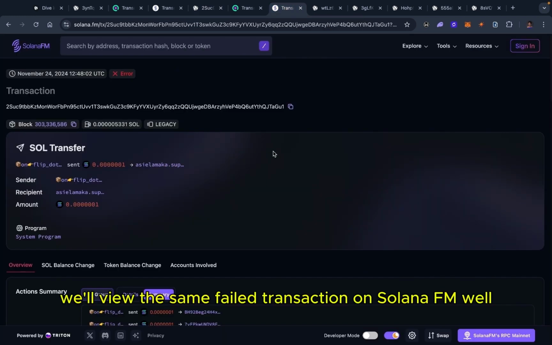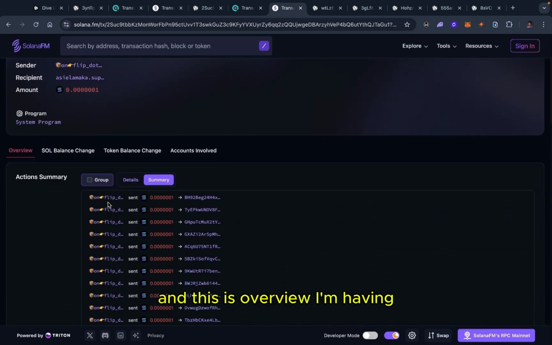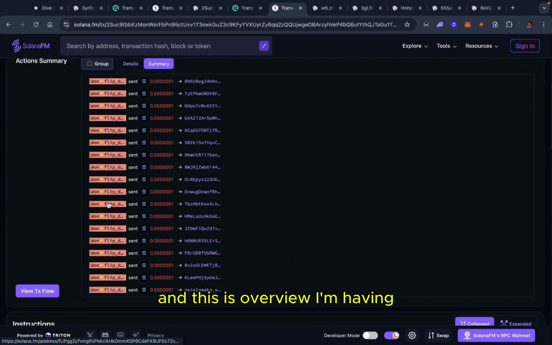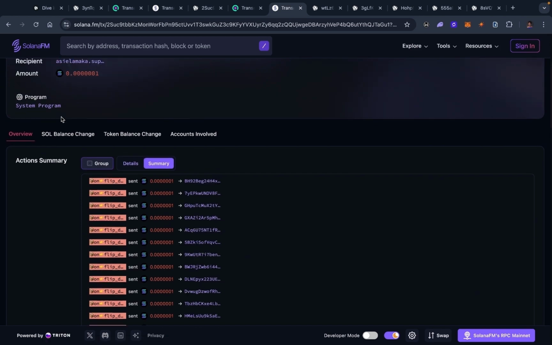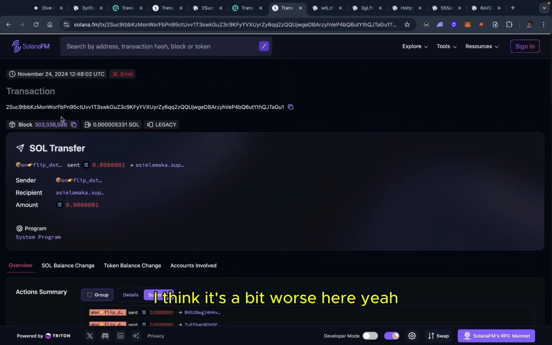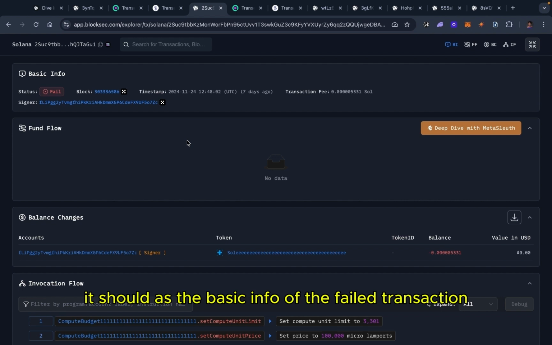Viewing the same failed transaction on SolanaFM, well, this is what it presented, and this is the overview I'm having. I think it's a bit worse here. Yeah. The Phalcon Explorer, it maintained its standard. It showed us the basic info of the failed transaction.